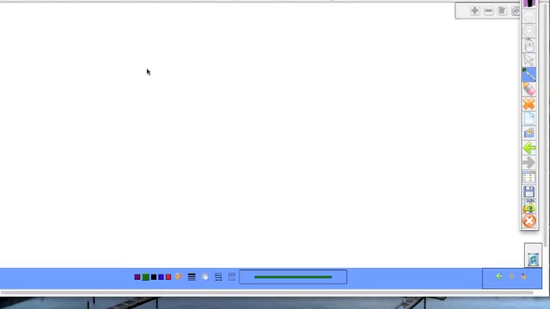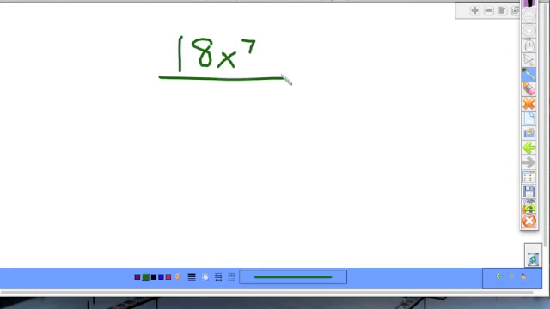Here's one. We have 18x, let's try that again. 18x to the 7th all over 6x squared. So let's first solve this. We know that 6 goes into 18 3 times, and now let's subtract. 7 take away 2 is going to give me x to the 5th.